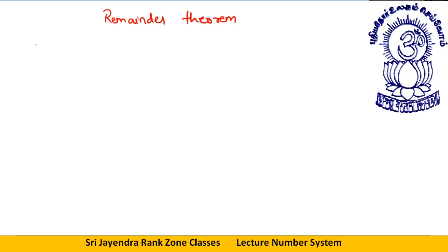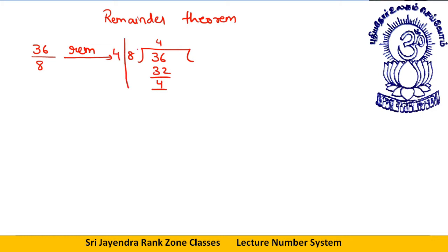I take a very beautiful example in front of you. Suppose I say 36 divided by 8. What is the remainder when 36 is divided by 8? It will be divisible 4 times, and you will get a remainder of 4. So the remainder is 4. Now suppose I say 36 divided by 4.